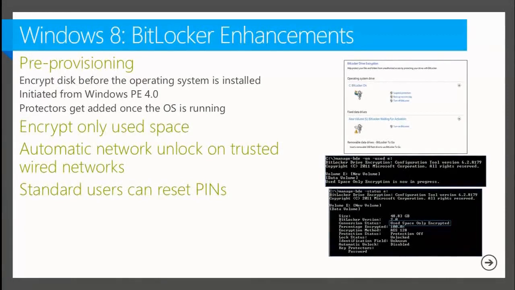Because it's really dependent on logic that's been added in Windows PE 4.0, you can also do this with Windows 7. All you need to do is move to the new ADK, move to the new version of Windows PE, and you can do the same offline BitLocker pre-provisioning even for your Windows 7 deployments. In the case of Windows 8, there are a couple of other enhancements in BitLocker which are useful.